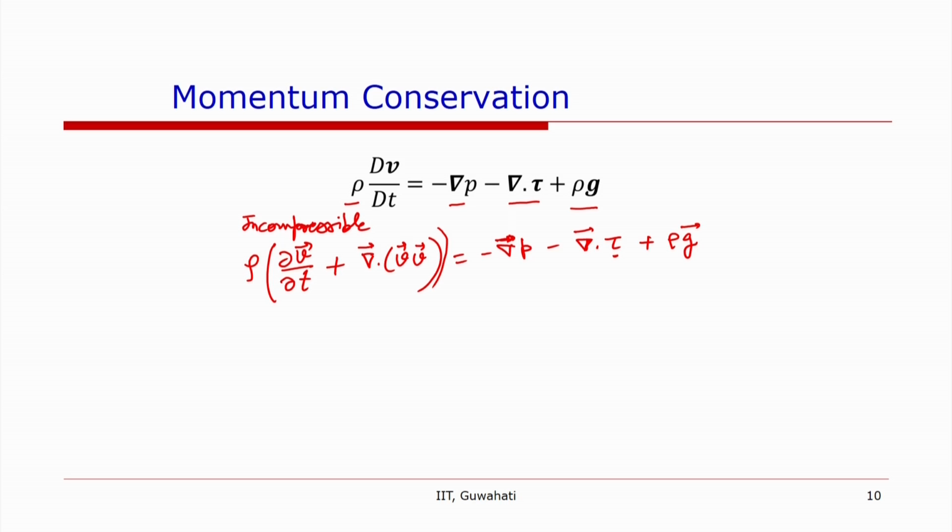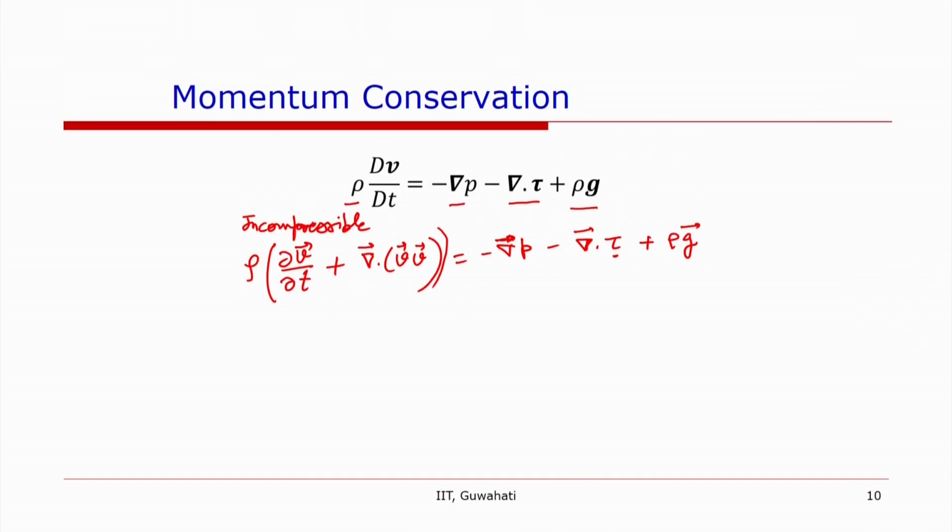Now we have looked at the two conservation equations, the mass conservation and momentum conservation equations. In general, what we will be concerned with is that we need to know the pressure field, or the pressure distribution, and the velocity distribution.